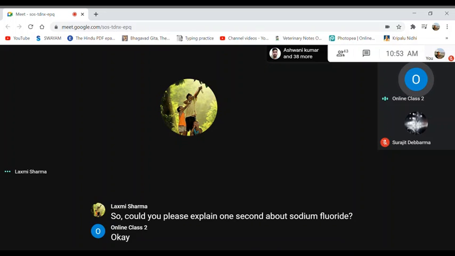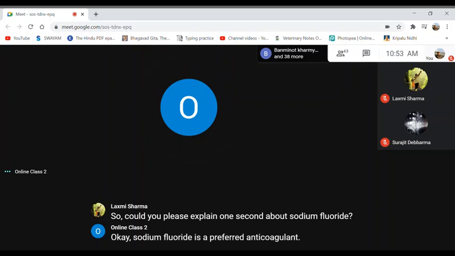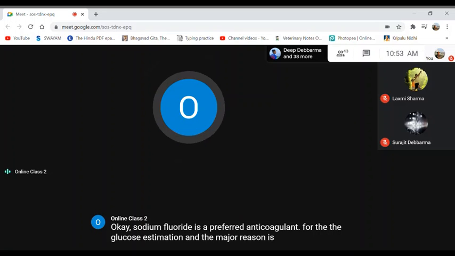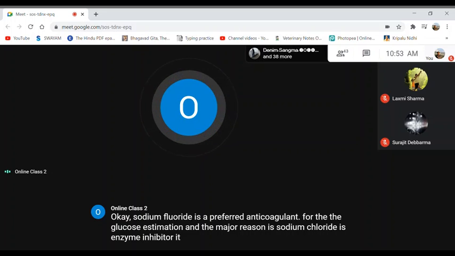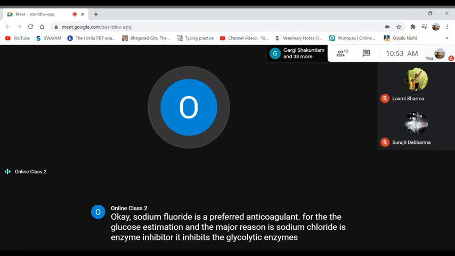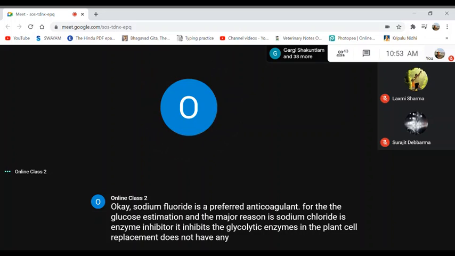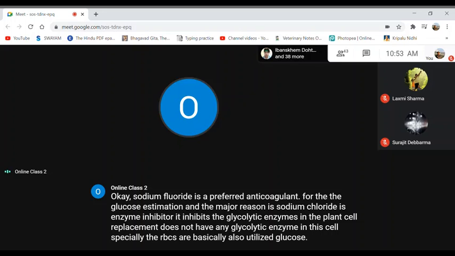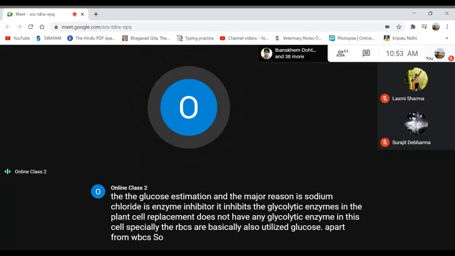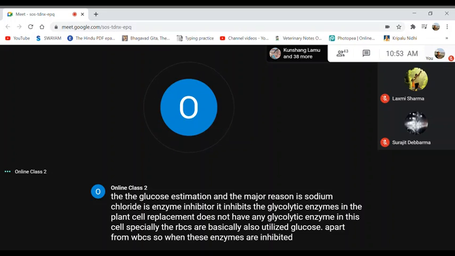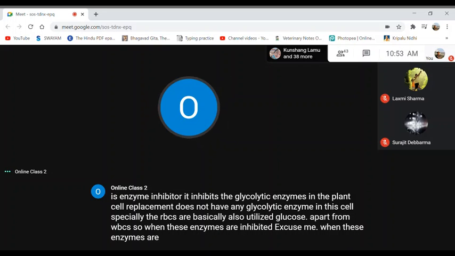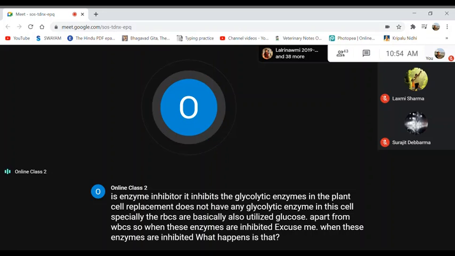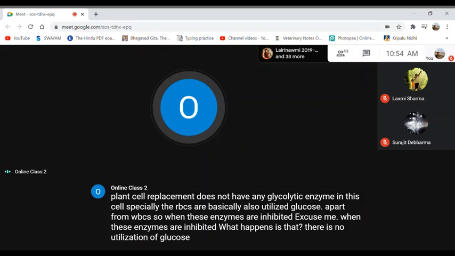Okay, sodium fluoride is a preferred anticoagulant for glucose estimation, and the major reason is that sodium fluoride is an enzyme inhibitor. It inhibits the glycolytic enzymes. The plasma does not have any glycolytic enzyme, but the cells, especially the RBCs apart from WBCs, also utilize glucose. So when these enzymes are inhibited, there is no utilization of glucose by these cells while storing.